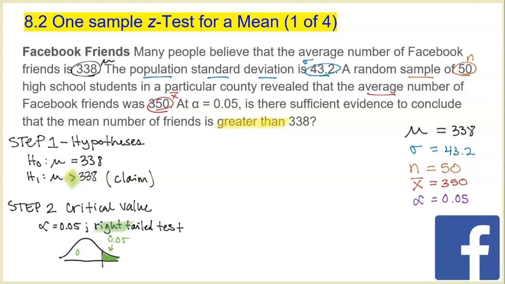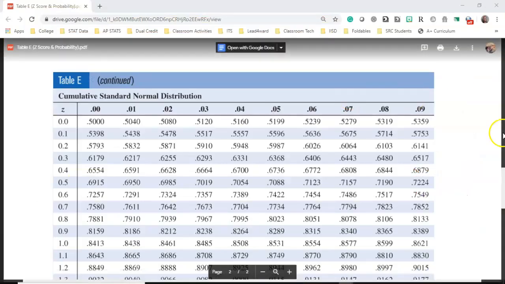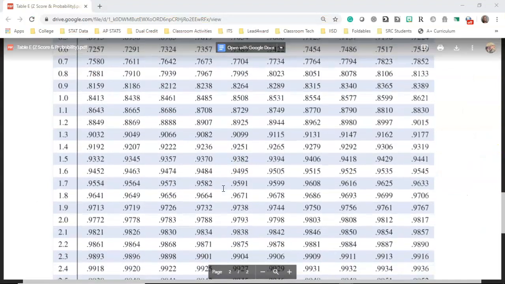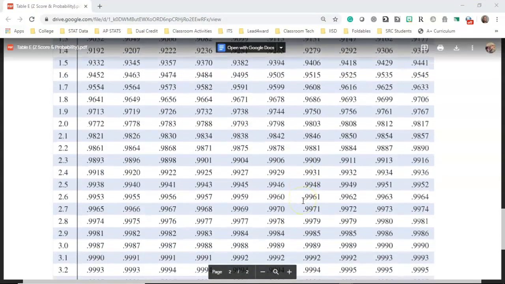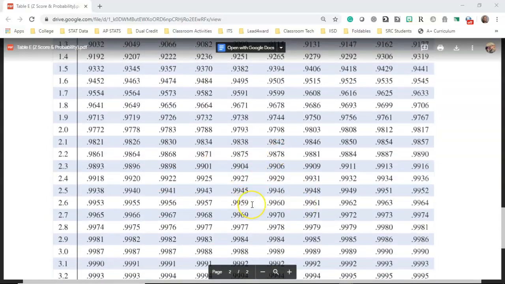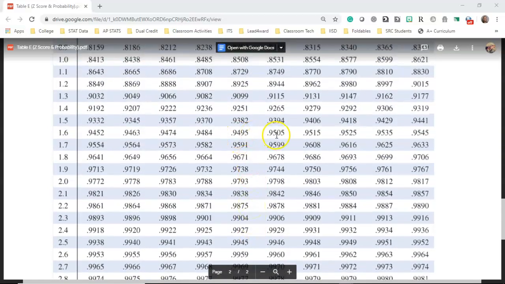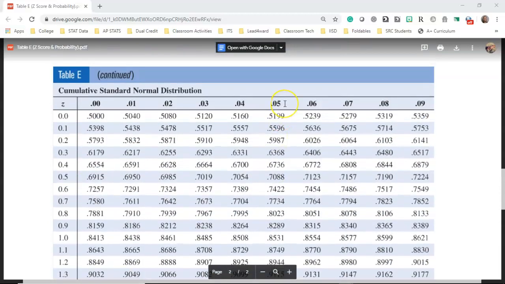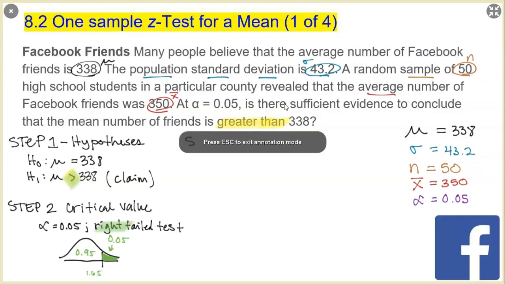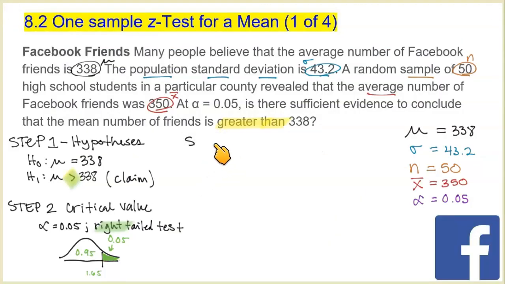Which means we go back to our table and we need to look at 0.95 and figure out what that is, which we did that earlier, but I'll go ahead and check it anyway. So if I go to my table E and look for 0.95 in the body of the table here, here is 0.9505, so 1.6 and then 5. And we need this value along with step 3, which is the test value. The test value is based on the actual data that has been collected. So we have to find the z-score now based on that information.